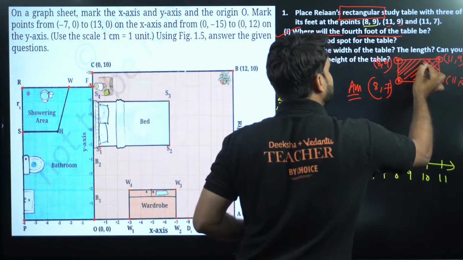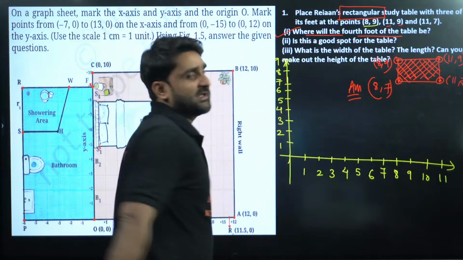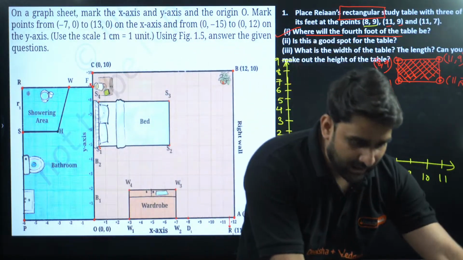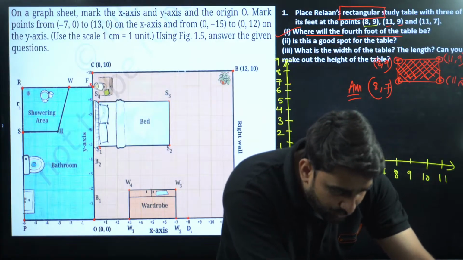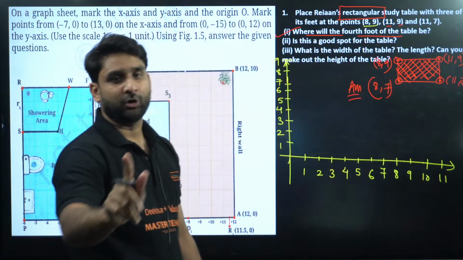I hope this is clear to you all. This is the rectangular table. The fourth foot will lie at, hi everyone, hello to Story Aditya. I hope this is clear to you all, everyone.